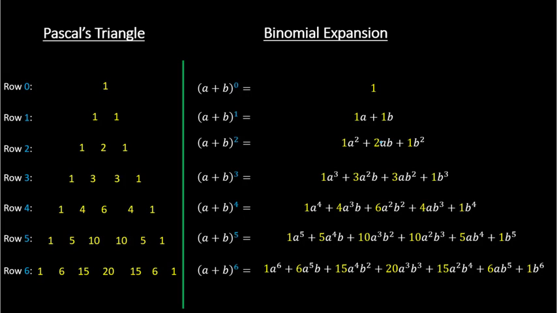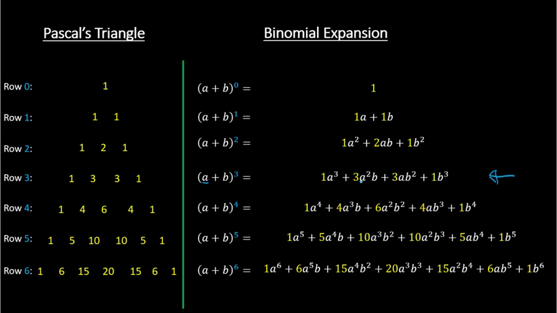Now the other thing you should notice is the pattern with the variables. So let's take a look at this third row. This is when you can start seeing the pattern a little more clearly. We start with this first term, the a, to whatever power we're raising the binomial to. So raising a plus b to the third power, this is going to start off as a to the third power.